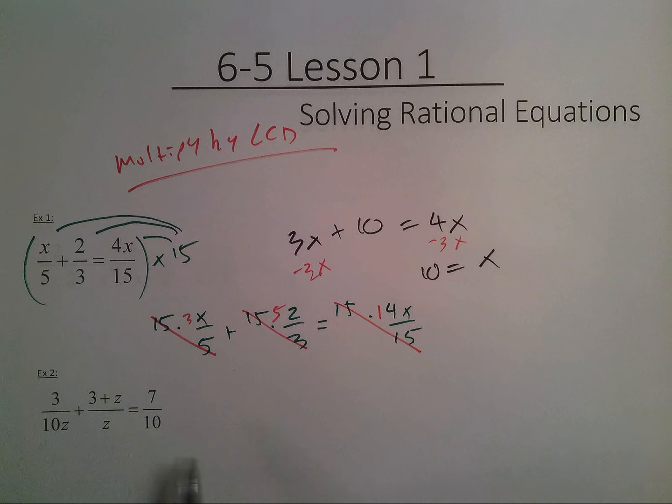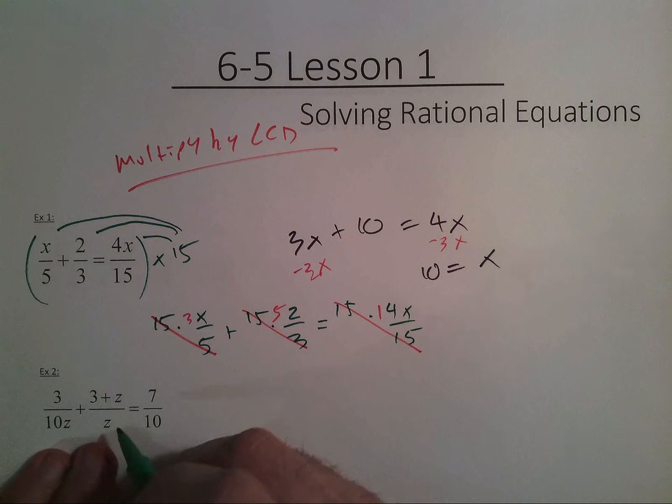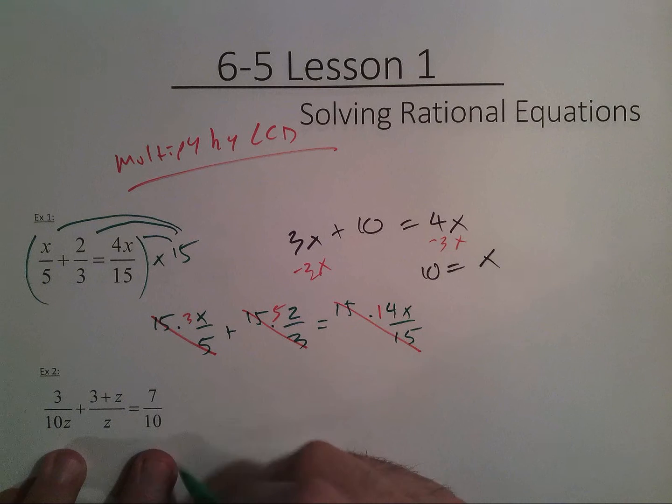Now I have variables in the bottom. So here I have 10z, z, and 10. So it's 3 over 10z plus 3 plus z over z equals 7 over 10. Alright, so this is a 10 times a z, this is a z, and this is a 10. This one's missing the 10. This one's missing the z.